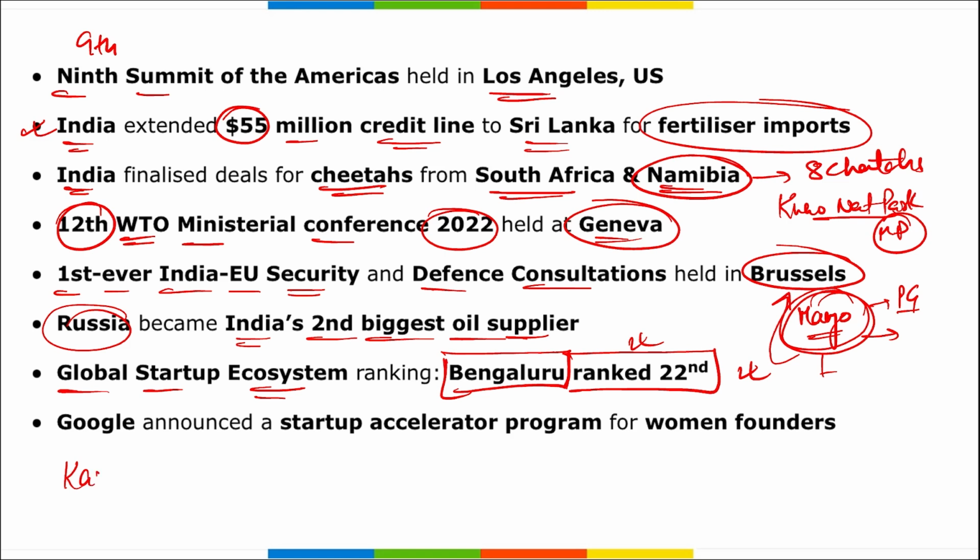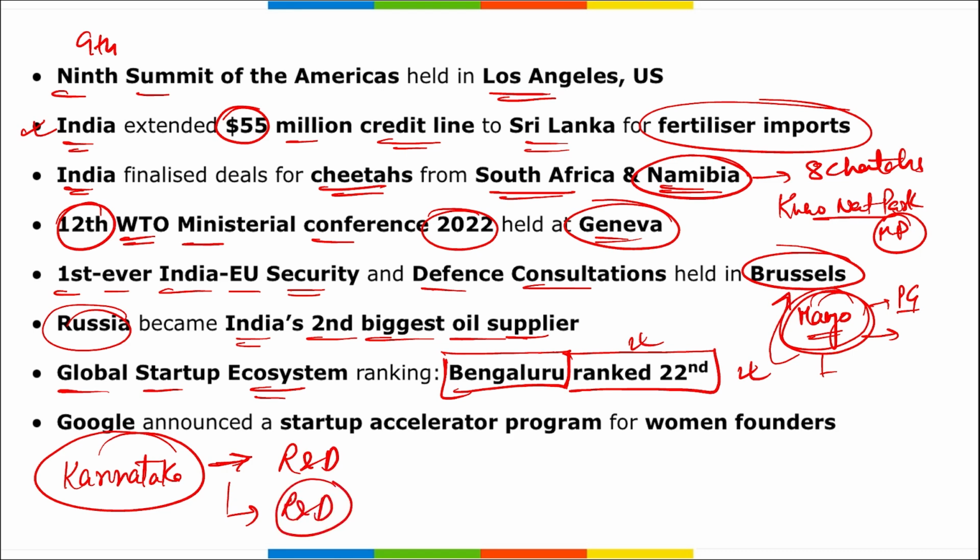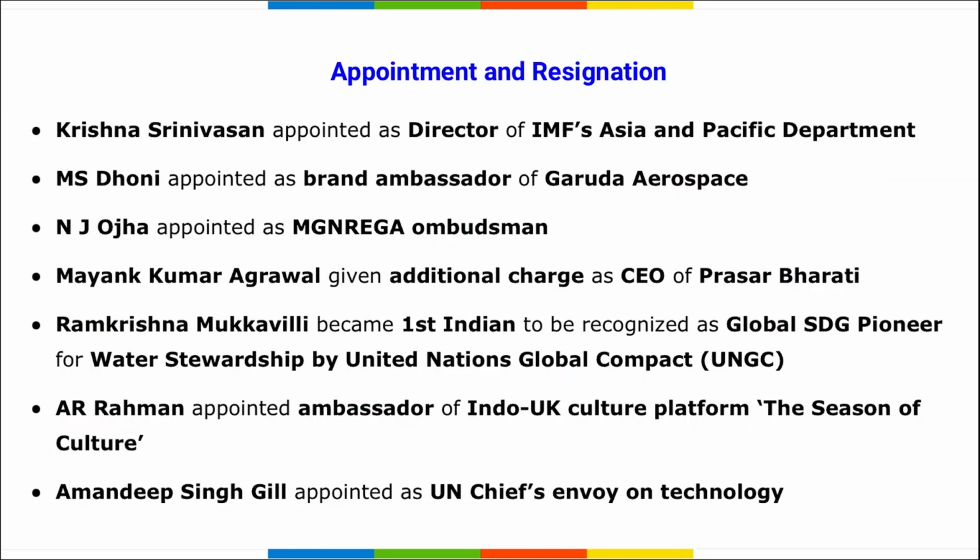And if we talk about Karnataka, remember there was a report released that India is spending the least amount of money in terms of research and development per capita. So after that, data was released on which state has been appointed as the best state for research and development. And a second question can be asked: which state has adopted the research and development policy? It is your Karnataka state. Highly important. Then there was a startup accelerator program for women founders that was launched by Google.